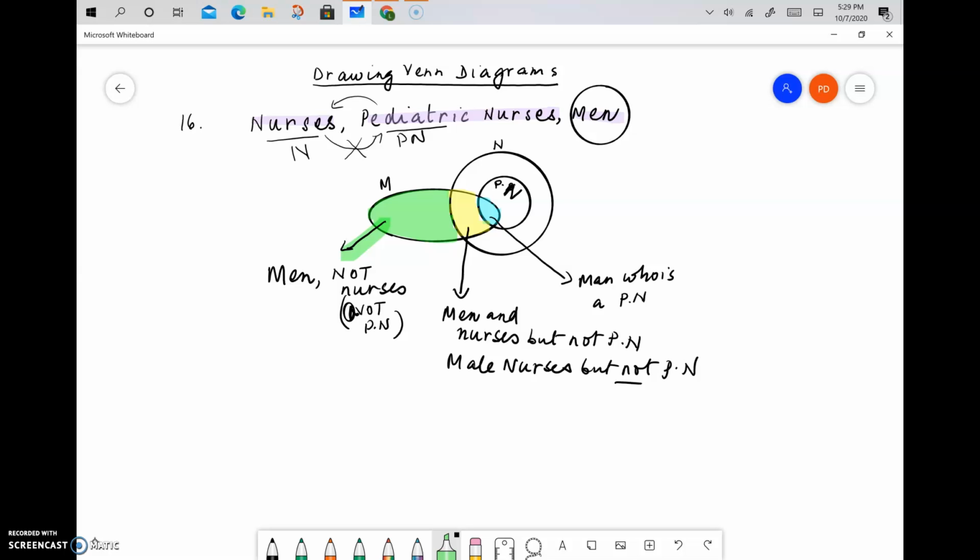So that makes sense. So there are men. So if there is a person sitting right here, that's a man for sure, and definitely outside the circle of nurses. So it's a man who is not a nurse.